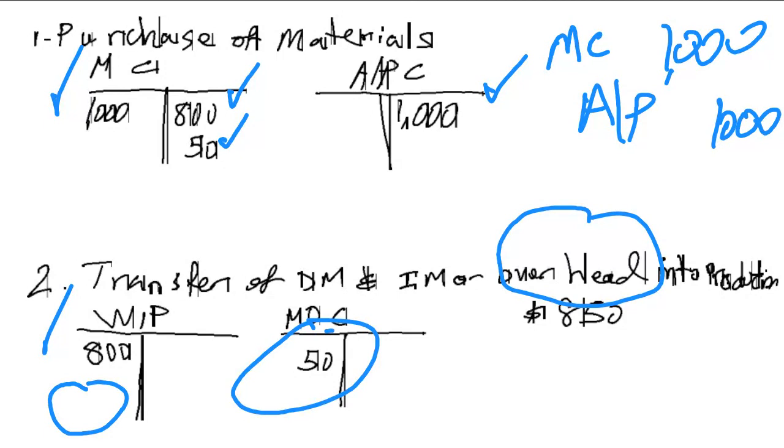So remember this one. For direct material, we debit work in process and credit material control. For indirect material, we debit manufacturing overhead control and credit material control. This is the total of $850, direct material and indirect material. But remember again, $800 is debited to work in process and $50 to manufacturing overhead. So let's go to the next slide.